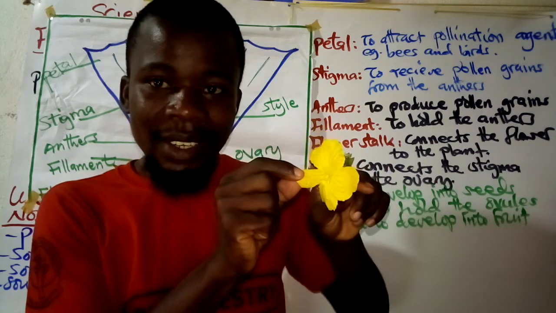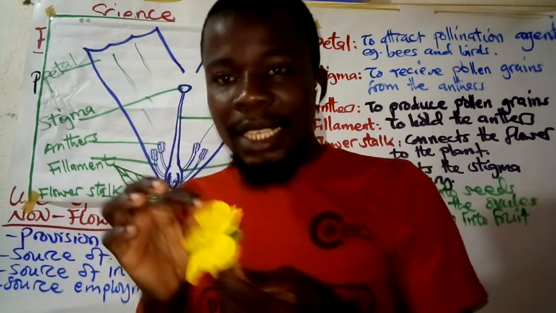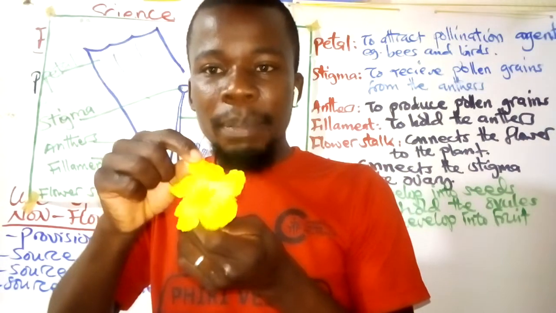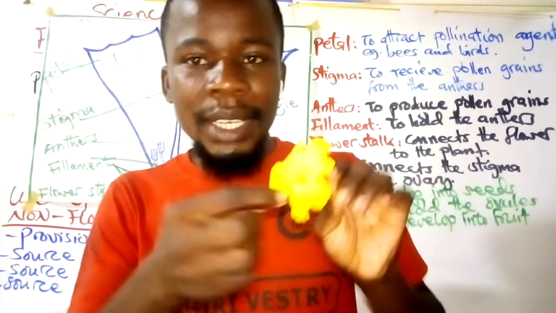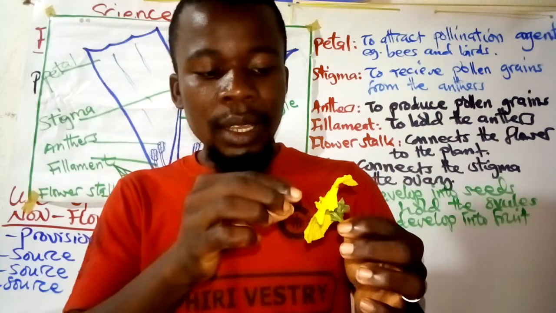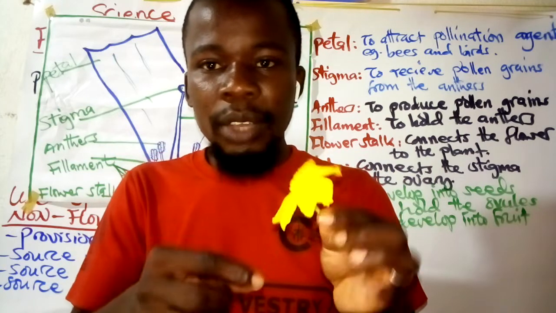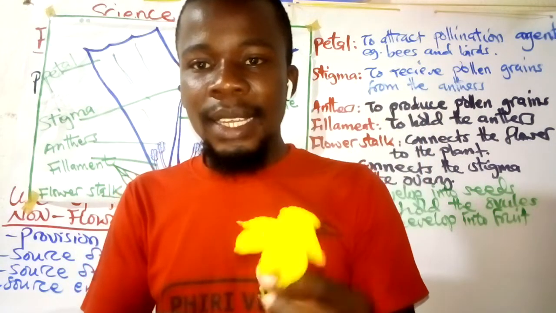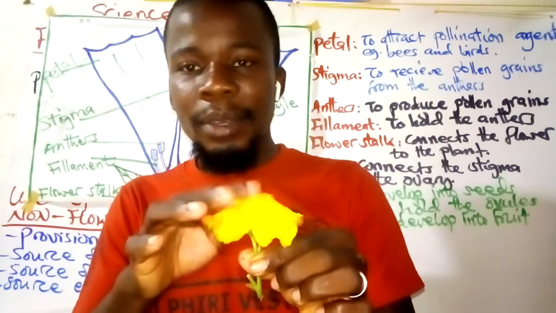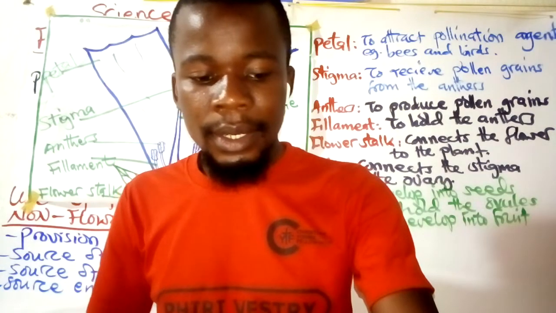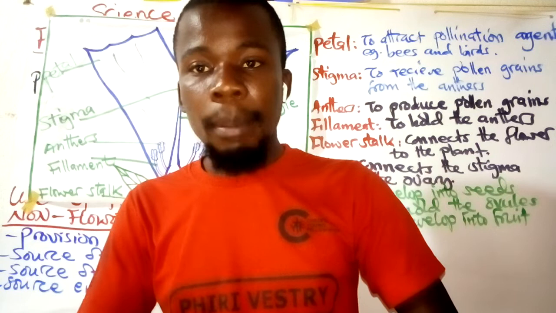All right, so that is the function of the petal. I have got the stigma right here inside. I have got the anthers right here. Unfortunately, you can't see because of light. So those are the parts of a flower.